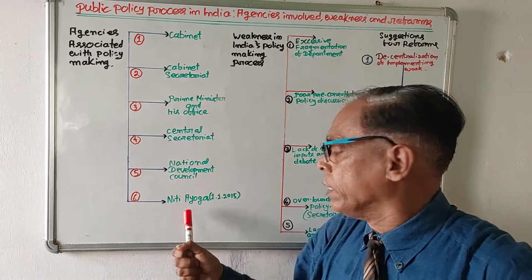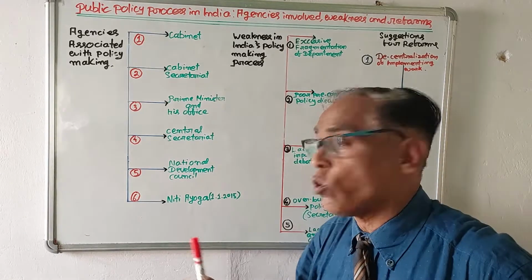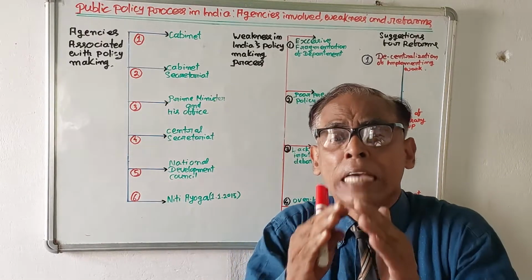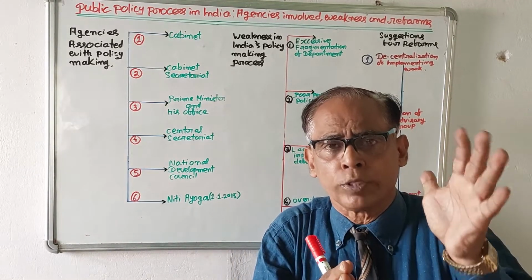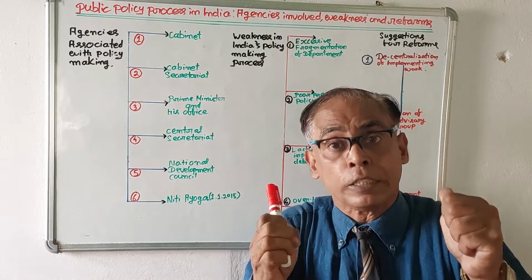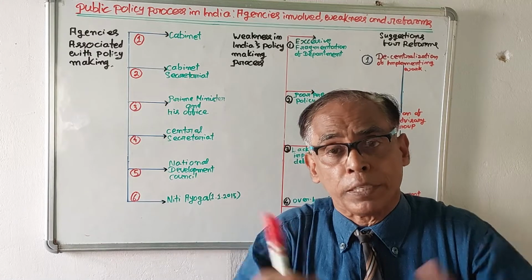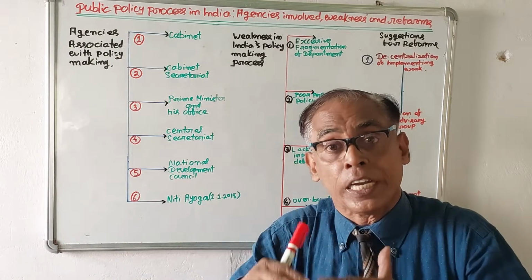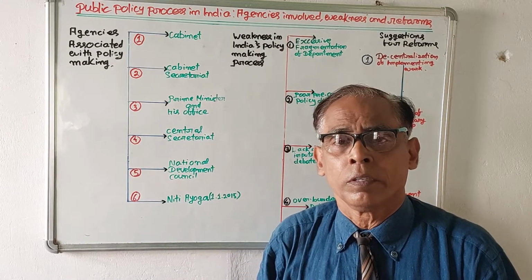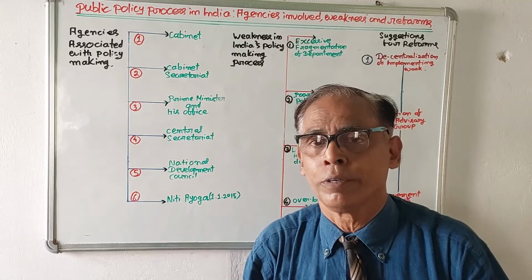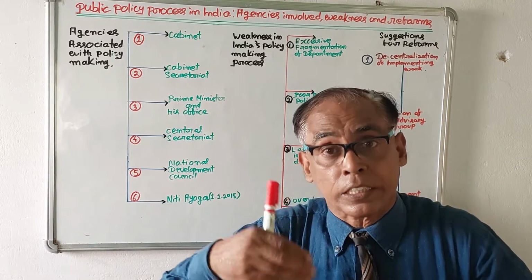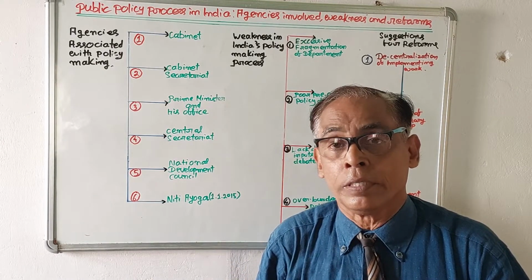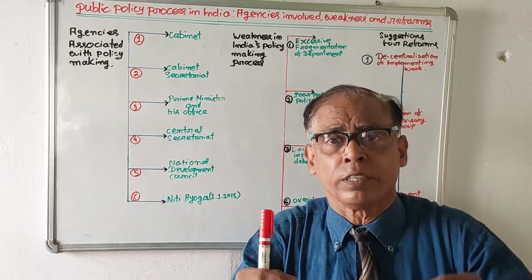And finally, Niti Aayog. Niti Aayog was formed on 1st January 2015. Niti Aayog consists of the Prime Minister as the chairman, a deputy chairman, some important cabinet ministers, representatives of research institutes, and representatives of universities. So it is the function of Niti Aayog to give its opinion on a particular public policy.